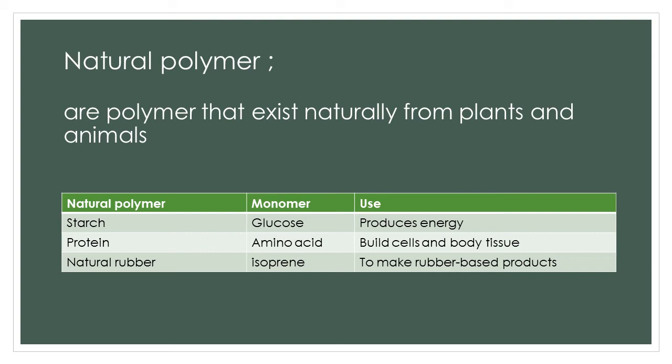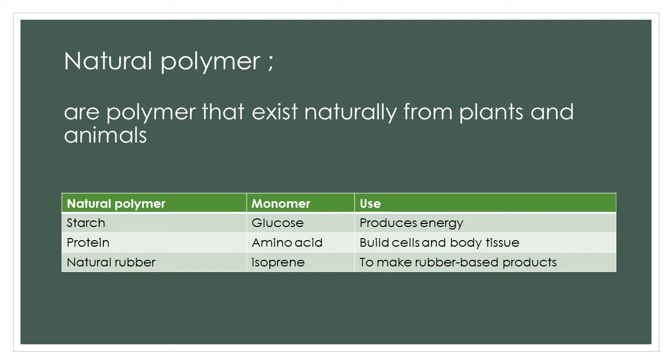Okay, so we go further about starch. You know, starch is inside the plant, right? It's the storage of food in the plant. The monomer of starch is glucose. So glucose plus glucose will form a long chain. This chain we call the starch polymer. Its use is to produce energy. So we know starch is the source of energy in our body, right?